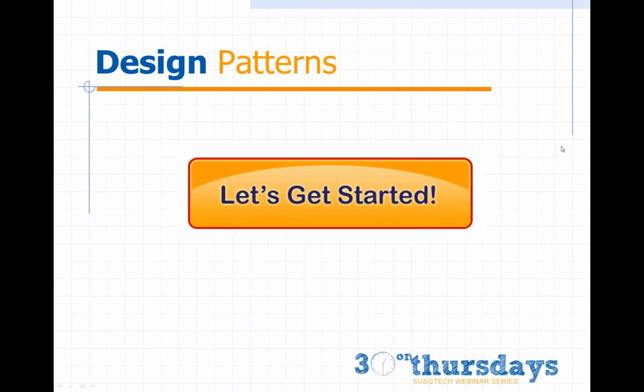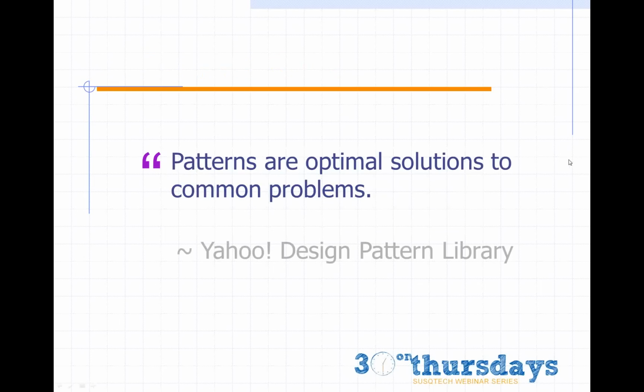So I'll start out with a very quick definition of design pattern. If it's something you've never used before, you've never heard it, I really like this definition. This is from the Yahoo Design Pattern Library. And very simply, they say that patterns are optimal solutions to common problems. And that just sounds like such a great thing to me. Like, who doesn't want that? Everybody wants an optimal solution to a common problem. It's very obvious that that's beneficial to us. So that's the definition, but what does that really mean?